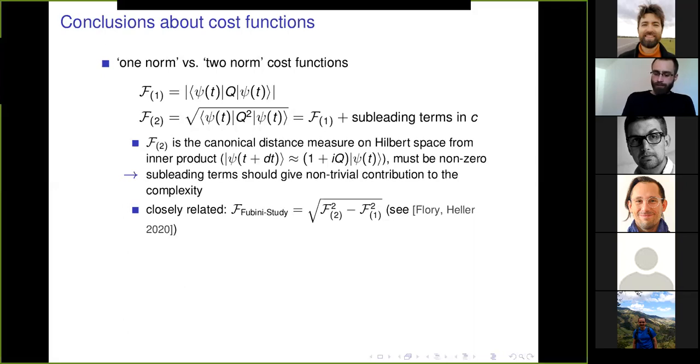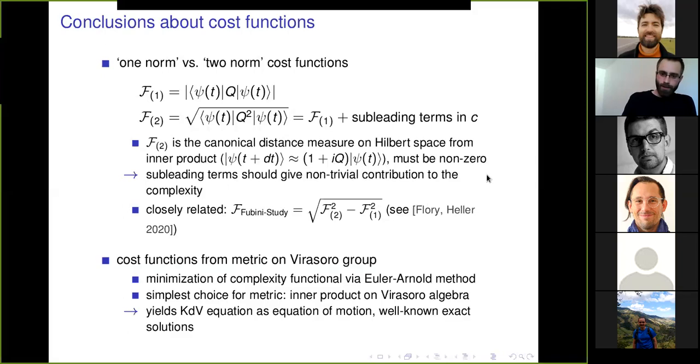And if you want to see more details on this, I suggest you look at a recent paper by Mario Flori and Michael, where this is discussed in more detail. Another conclusion is that maybe it makes more sense to not consider geometric actions as the basic building block of your complexity functional, but instead go one step back and consider a metric on the Virasoro group and use this to define distance on this Virasoro group, and that's also a cost function.